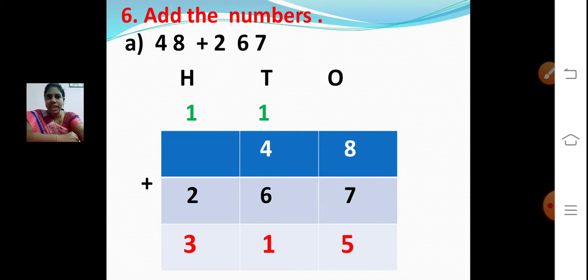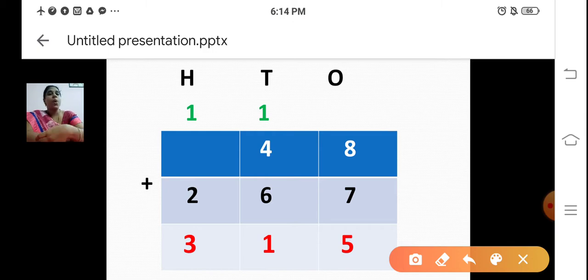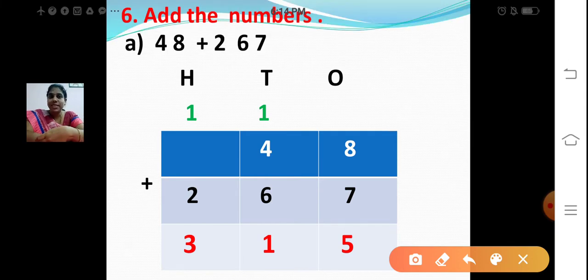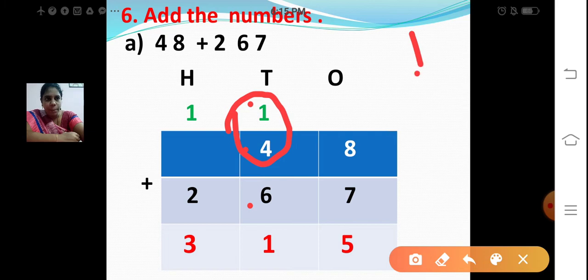Now let's add the tens place. While adding the tens place, we should not forget to add the carried over part. That 1 is carried over, right? That one also we have to add. So let's add the tens place now: 1 plus 4 plus 6. First we'll add these two: the carried over 1 and the first number 4. 1 plus 4.